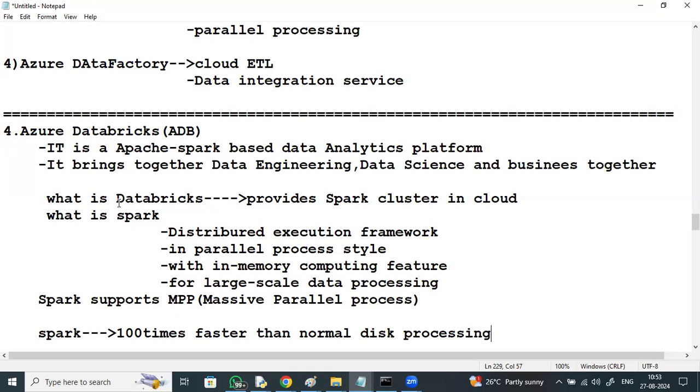So previously we had Databricks, but Azure is Microsoft, and Microsoft and Databricks collaborated and came up with Azure Databricks. So why have they come with this? What is normal Databricks and what is Azure Databricks? What is the difference between these two? And what is the difference between ADF and ADB? In tomorrow's session, I will be briefing you more on this.